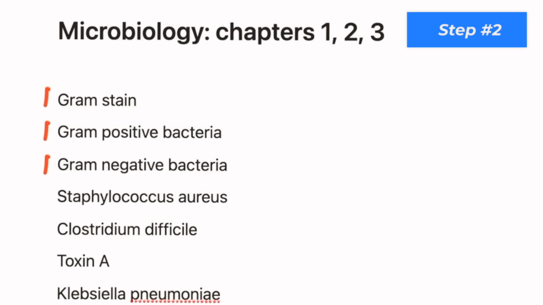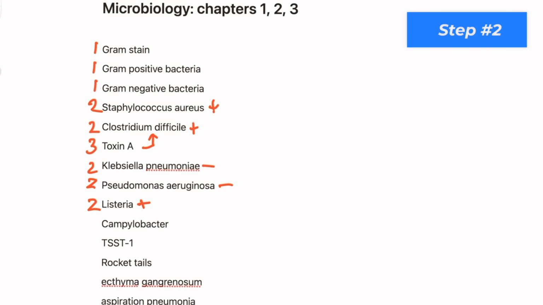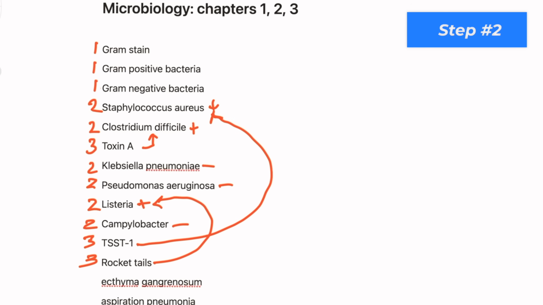All right, next, what is a Staphylococcus aureus? It's a type of gram-positive bacteria. This next one is Clostridium difficile. It's also a gram-positive. Next, we have toxin A. This is a toxin that's released by Clostridium, so it's a detail of that. Next is Klebsiella pneumonia. This one's a gram-negative bacteria. And we just keep going until we finish categorizing and grouping all these key terms together.